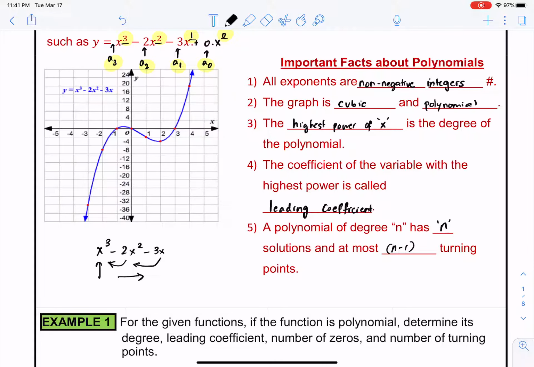As an example, if you look at our curve here, it is of degree 3 and it turns twice, which is 3 minus 1, we have 2.